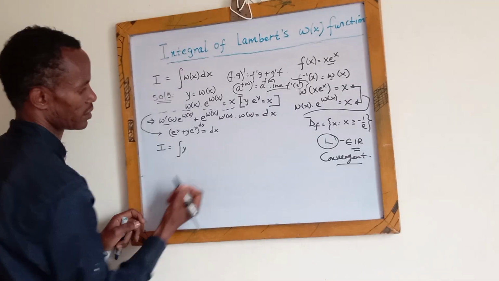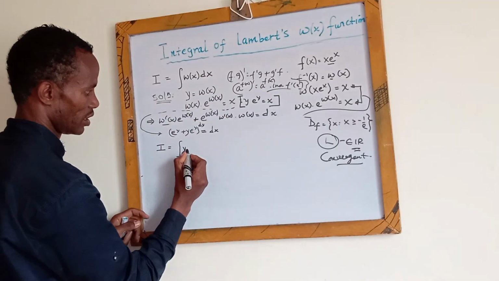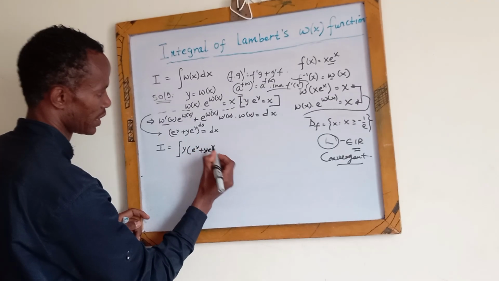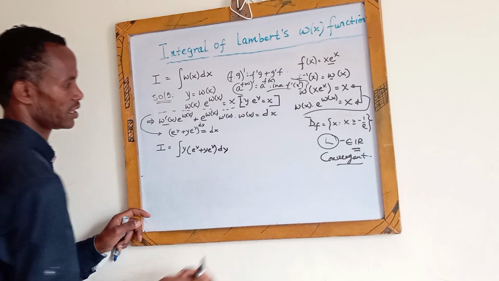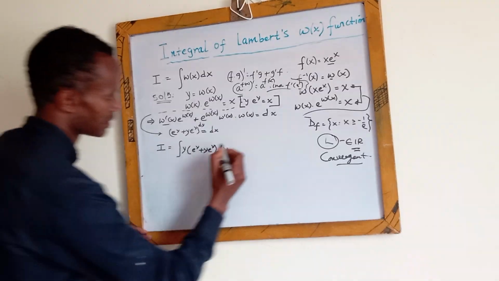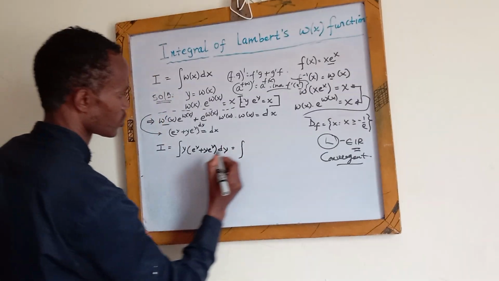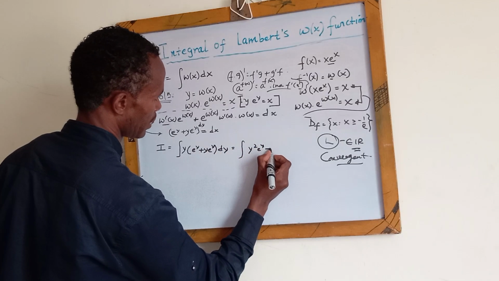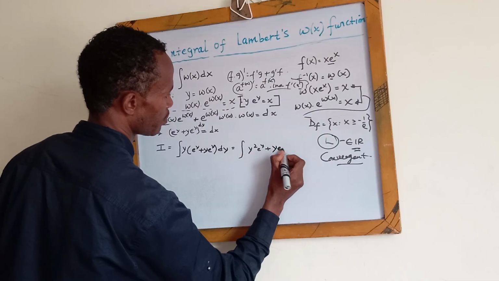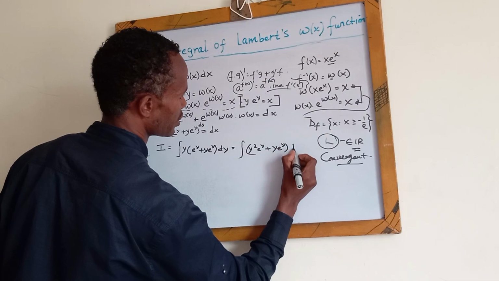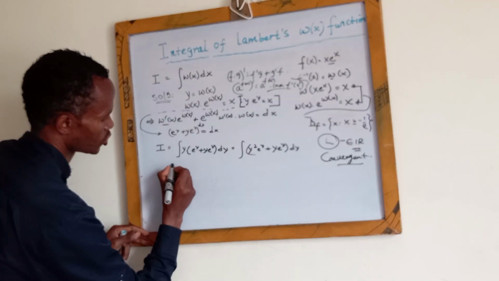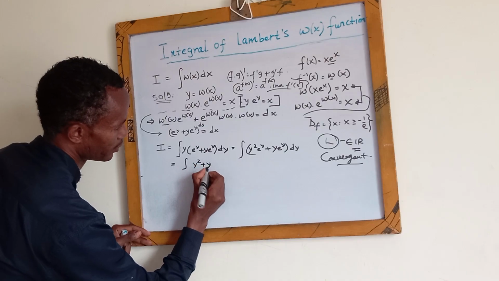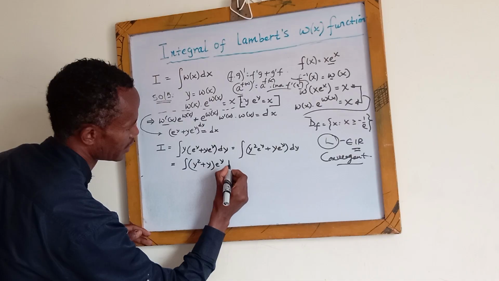W of x means y. So dx means e to the power of y plus y times e to the power of y, dy. We express it in the y format. So evaluating, y squared e to the power of y plus y e to the power of y dy. So the integral becomes y squared plus y, times e to the power of y, dy.